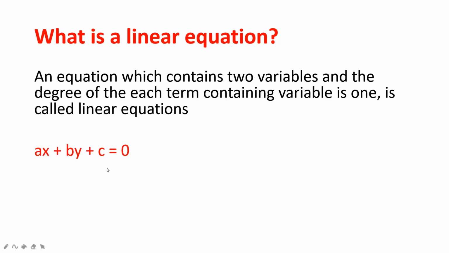Okay, so we are having this equation. So over here you can see we are having two variables, that is x and y, and the degree of both the variables is 1. So yes, this is definitely a linear equation.